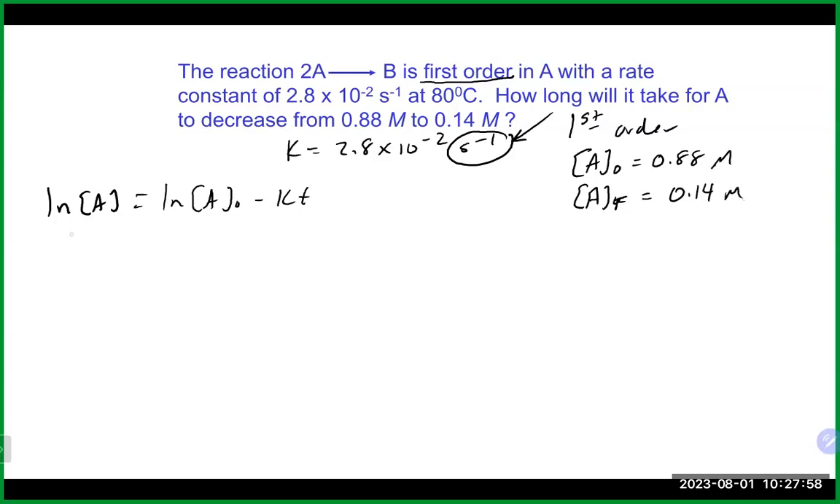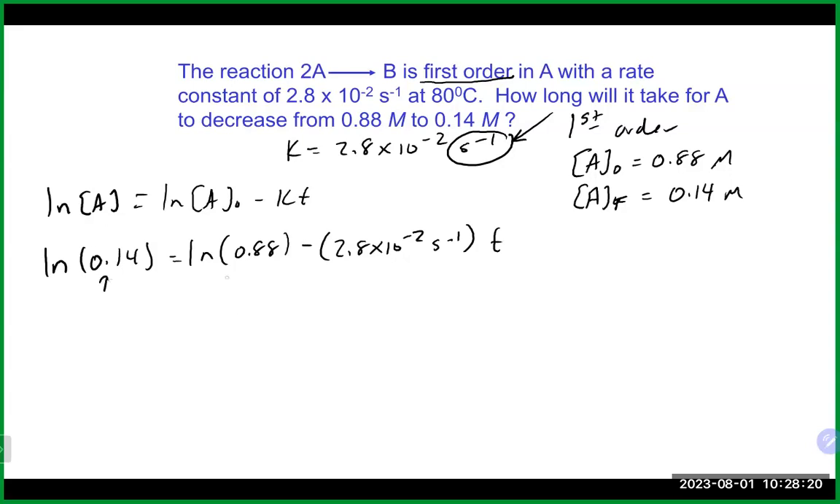And in this case, we'll put it in. So the natural log of our final, 0.14, equals the natural log of our initial minus our rate constant, 2.8 times 10 to the minus 2 reciprocal seconds, times time. Now, there's a couple of different relationships that you can do with the natural log, but personally, I just take the natural log of this and then subtract it to the other side. So we'll take the natural log of 0.14, subtract it from the natural log of 0.88.